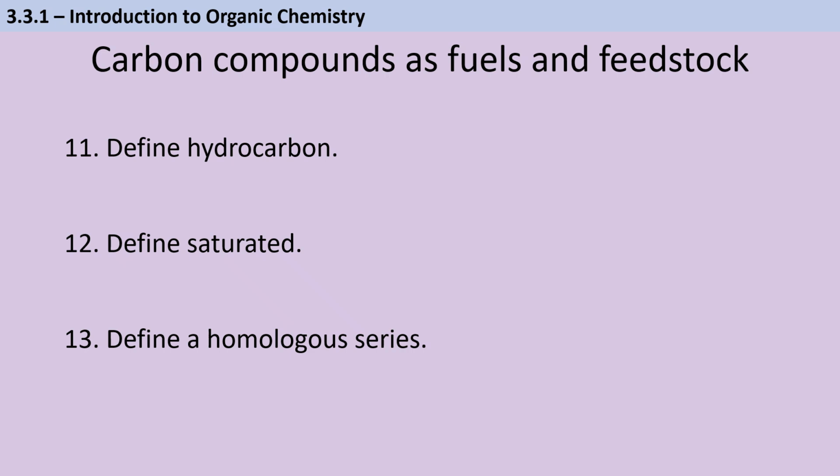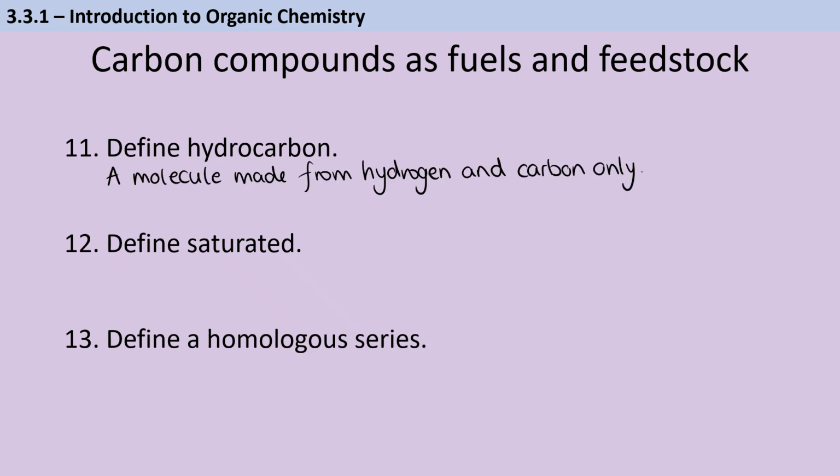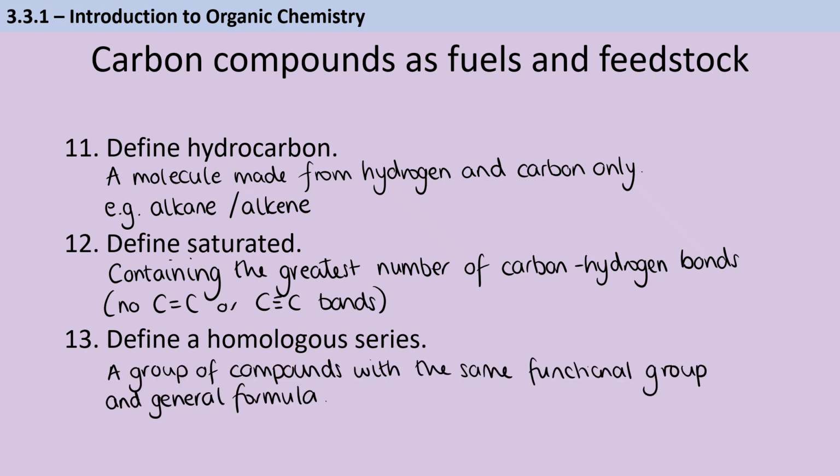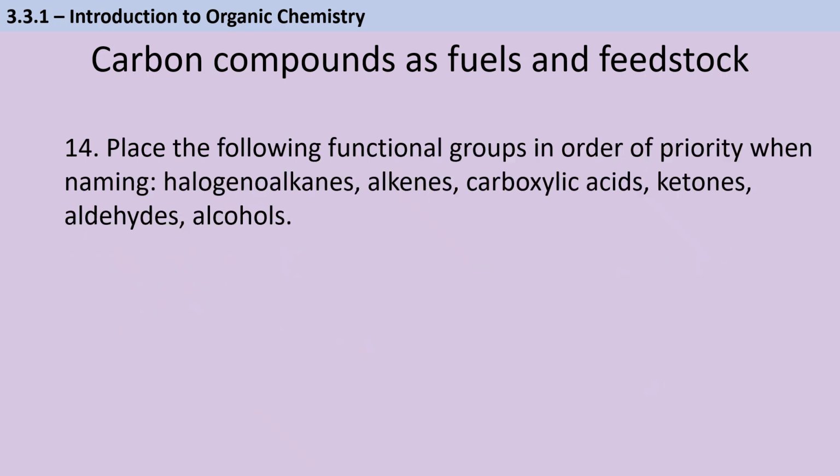Just like at GCSE, a hydrocarbon is going to be defined as a molecule or compound that is made exclusively from hydrogen and carbon. So this includes our alkanes and also our alkenes. A saturated molecule contains the greatest possible number of carbon-hydrogen bonds. So there are no carbon-carbon double bonds and no carbon-carbon triple bonds. A homologous series, like alkanes or alkenes or alcohols, is a group of compounds that has the same functional group and general formula, and this will lend it the same chemical properties.